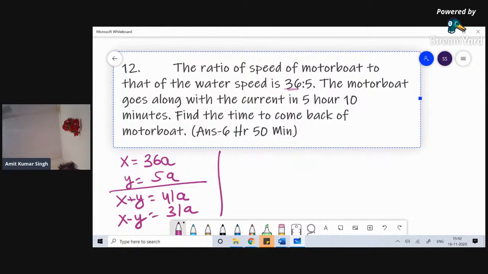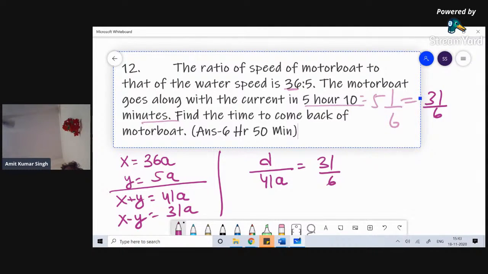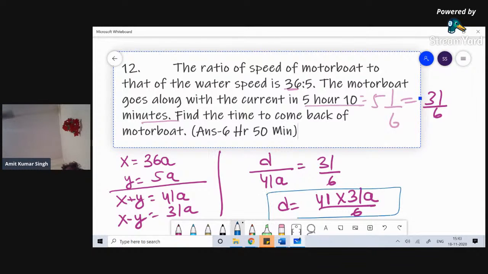Okay, so motorboat goes along with the current, which means downstream. So suppose the distance is d, and d by 41a is 5 hour 10 minute. 5 hour 10 minute means 5 1 by 6, which is 31 by 6. That means d is equal to 41 into 31a by 6. This is the value of the distance, the value of d.